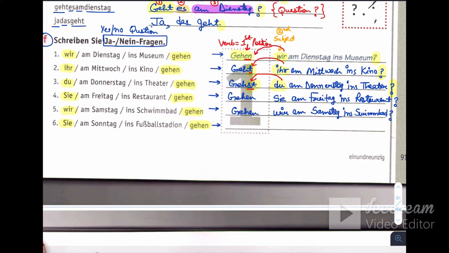Okay, last one. Again Sie is there. So gehen Sie am Sonntag, Sunday, ins Football Stadion, Football Stadium.